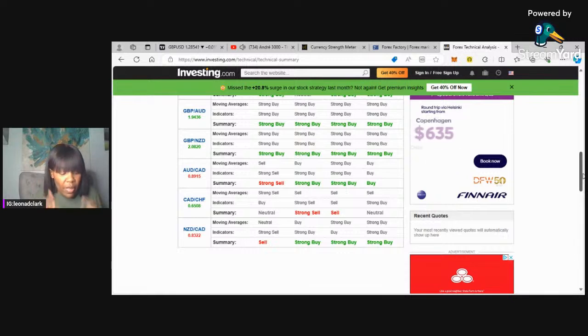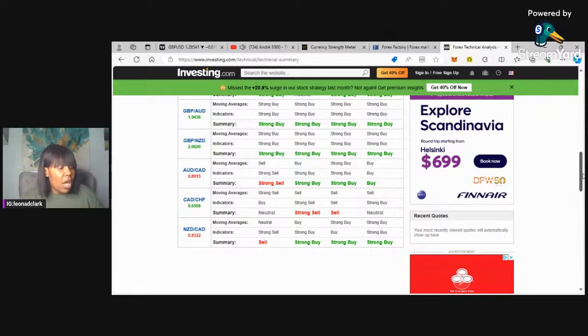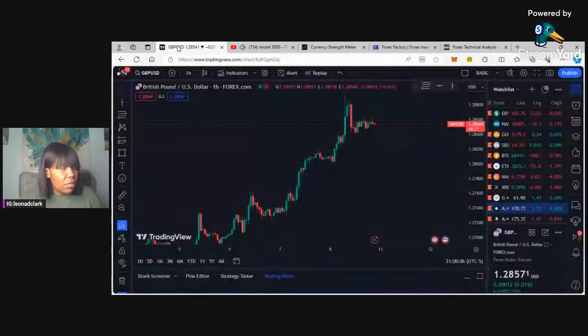So now that leaves us with two pairs that we can actually mark up tonight, which is GBP AUD for the buy and GBP NZD for the buy. Everything else does not have two check marks next to it, so I am not partaking in those. All right, so that's what we're looking at. GBP AUD and GBP NZD for tonight.